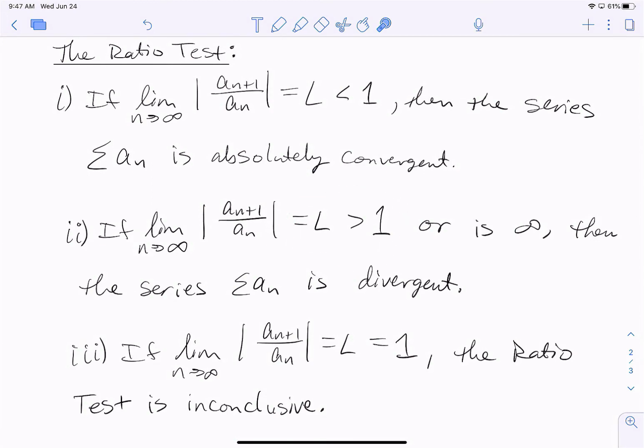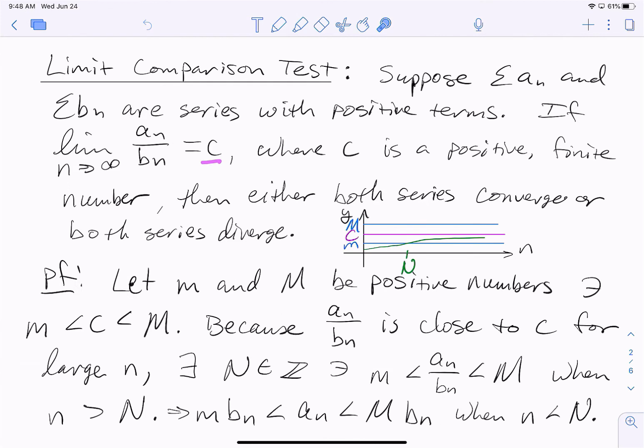Now I need to highlight a distinction between this test and another one that we've seen before. Here we see the statement of the limit comparison test. The limit comparison test required sigma a sub n and b sub n to be positive series, or series with positive terms. And we were looking at the ratio a sub n to b sub n. And if that ratio turned out to be positive and finite, then we knew that both series did the same thing. They either both converge or they both diverge.